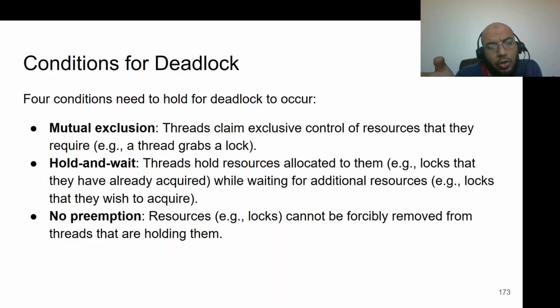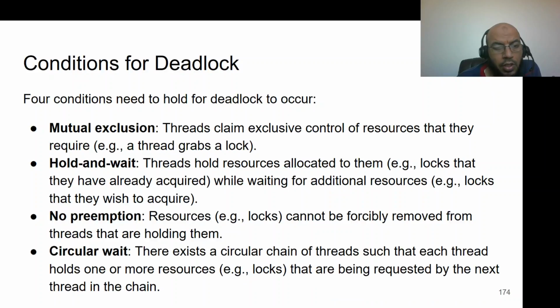No preemption. So there's no way for you to basically shoot down one of the threads or preempt one of the locks. So you cannot forcibly remove a lock from one of the threads that are holding them. And you have a circular wait. There exists a circular chain of threads such that each thread holds one or more resources, such as locks or forks in the dining philosophers, that are being requested by the next thread in the chain. So in the dining philosophers example, you have a circular wait, everybody waiting for the person on his left or right hand side.